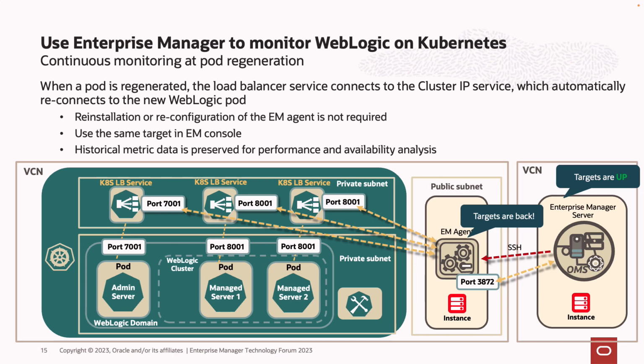Reinstallation or reconfiguration of the EM agent is not required because it resides outside of the pod or the domain. Also, because Enterprise Manager regards the old server and the new server as the same target, the historical metric data of the target is preserved. So you can continue to use the historical metric data for analysis using the same target.